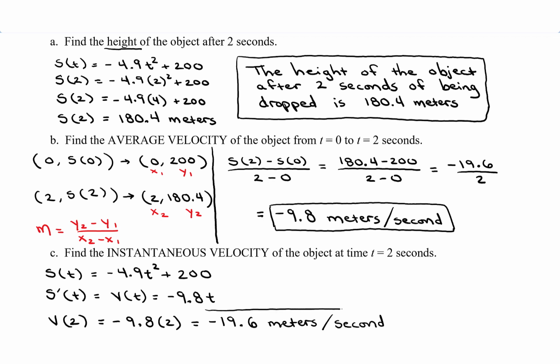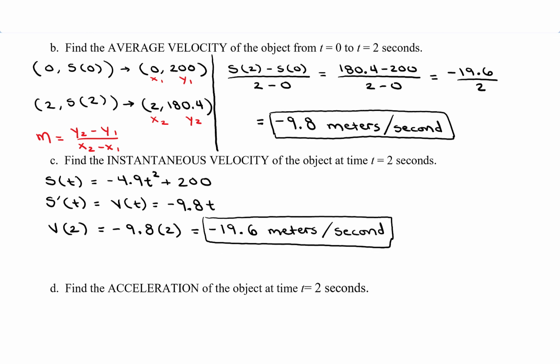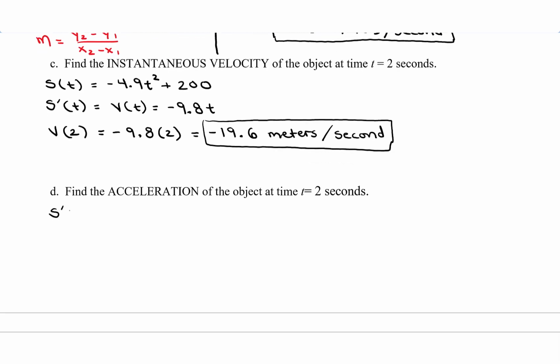D. Find the acceleration of the object at time t equals 2 seconds. In order to find acceleration, we're going to need to find the first derivative of our velocity function. We just found the velocity function in part C, so I'm going to go ahead and rewrite that here. So s prime of t, which is equal to negative 9.8t, and remember s prime of t is our velocity function.